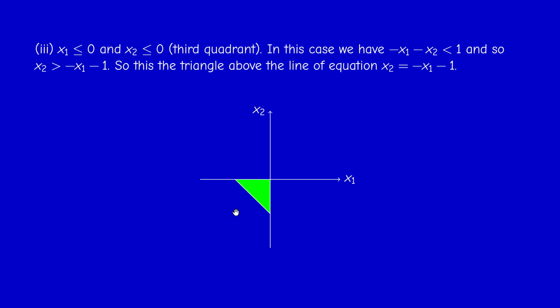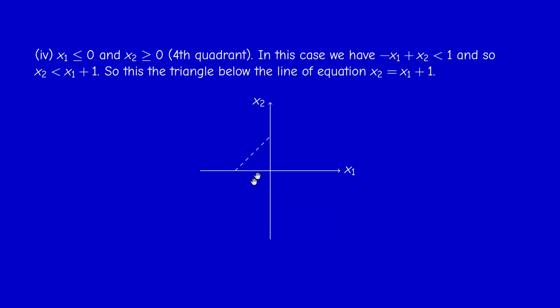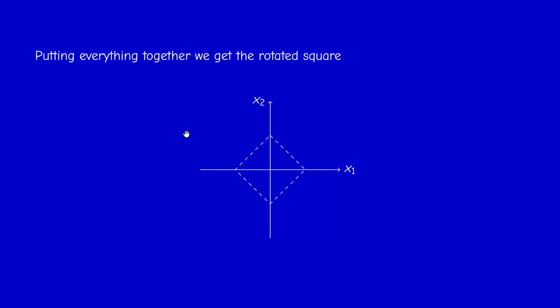And finally, the fourth quadrant, first component non-negative, second component non-positive, and therefore the absolute value of x1 is x1, and the absolute value of x2 is minus x2. Therefore, we are below the line of equation x2 equal x1 minus 1. So we are here. Okay, so we have this triangle, and therefore we have to now put everything together. And when we put this together, we get the interior of this rotated square.